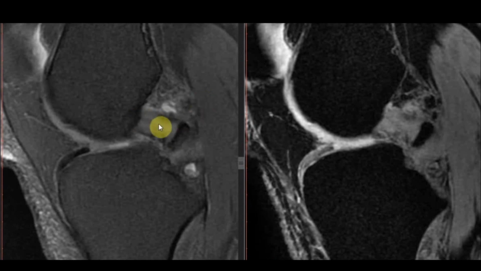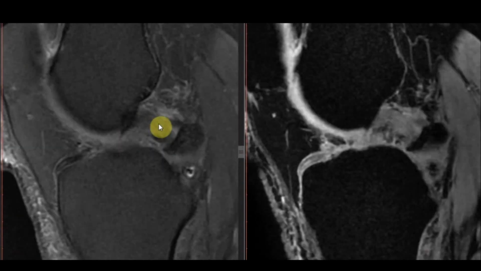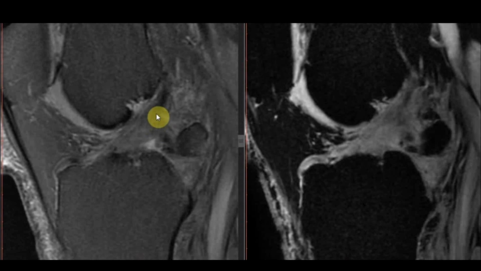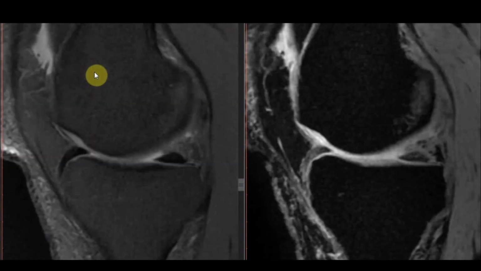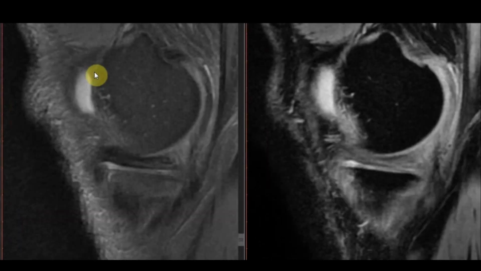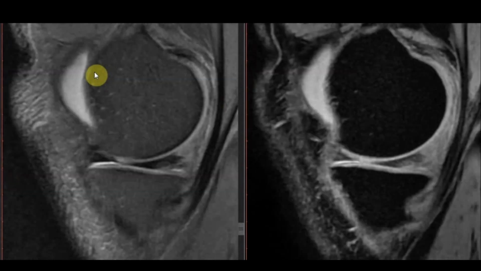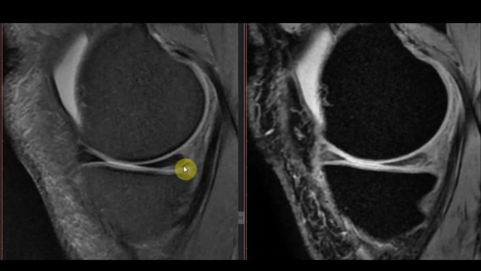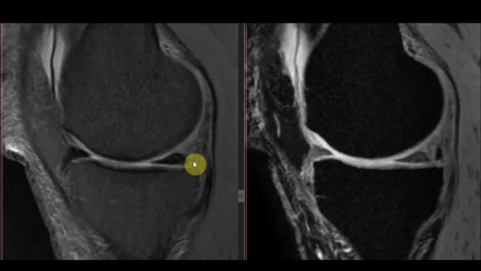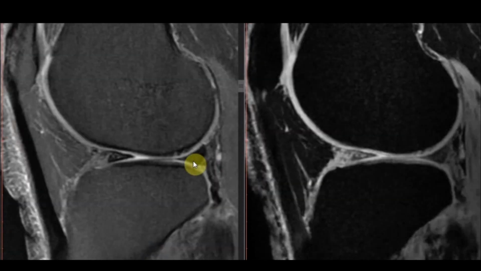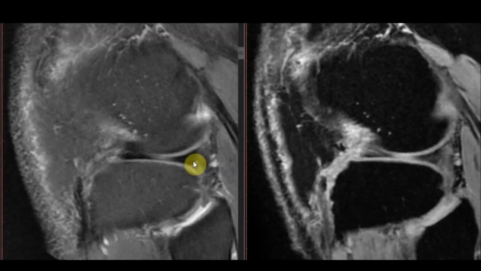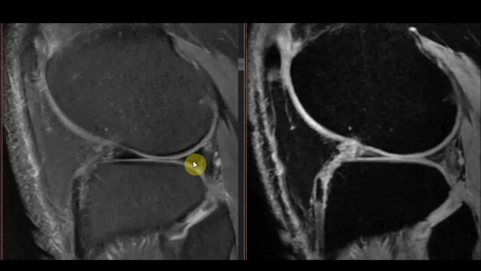And the rest of the posterior cruciate ligament is thickened and hyperintense. The anterior cruciate ligament is also thickened and hyperintense and showing sprain or partial tear. And this is the posterior horn of medial meniscus, showing subtle areas of hyperintensity. The meniscocapsular junction is showing hyperintensity here. So the posteromedial corner structures are also showing sprain. The lateral meniscus is relatively intact.